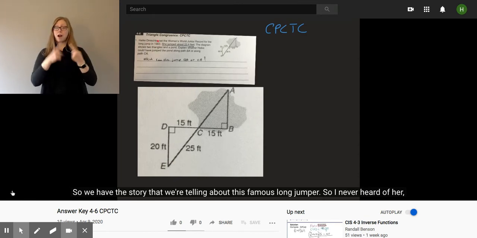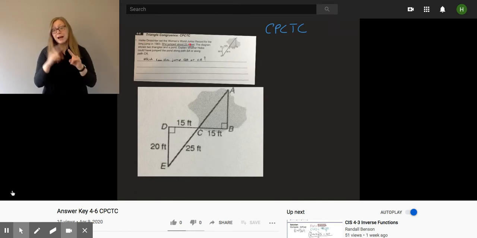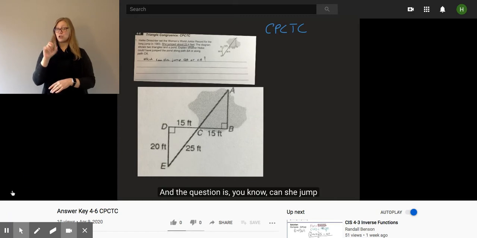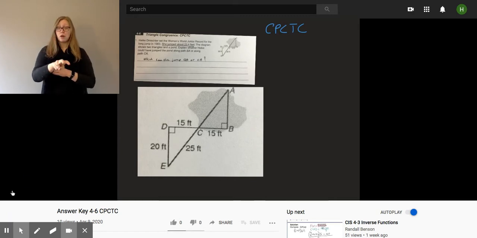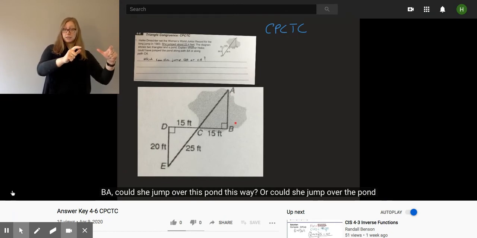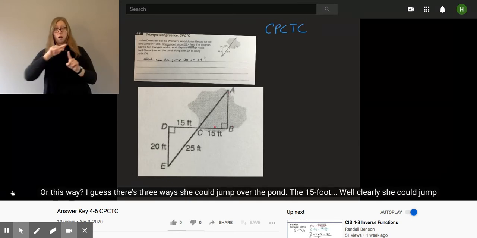I've never heard of her, but if you are interested in athletic jumping for women's record holders, in 1983 Heike Drechsler could jump 23.4 feet. And the question is, can she jump BA? Could she jump over this pond this way, or this way, or this way? I guess there's three ways she could jump over the pond.